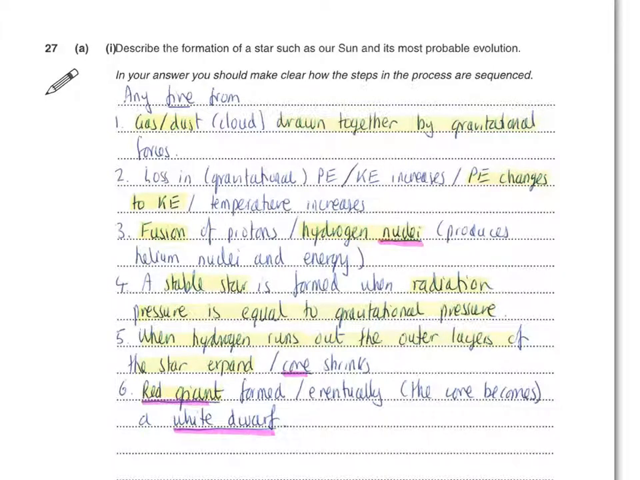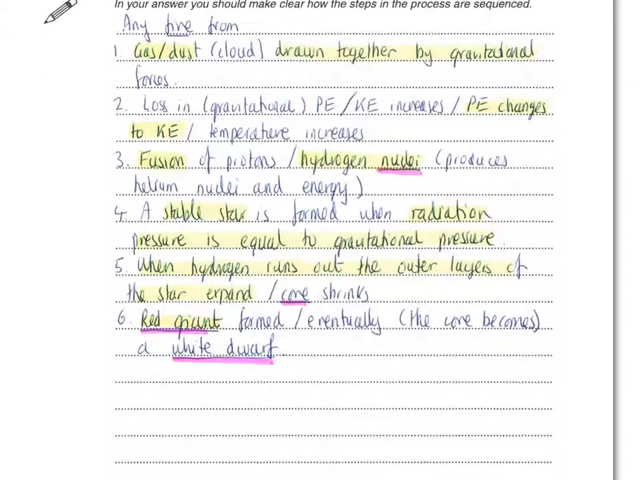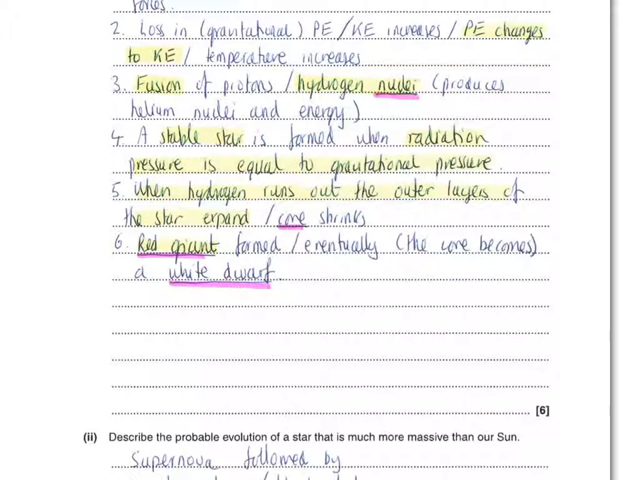This is G485 homework booklet, question number 27. Describe the formation of a star such as our Sun and its most probable evolution. Looking at the end of this question, we can see that 6 marks have been allocated.